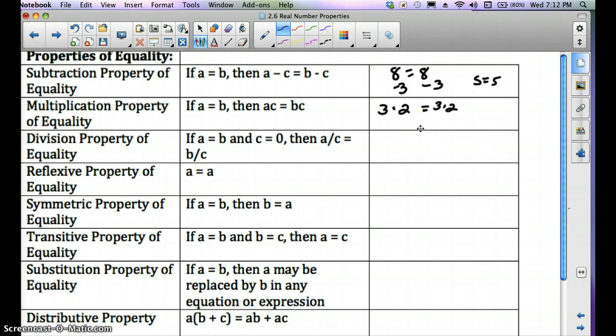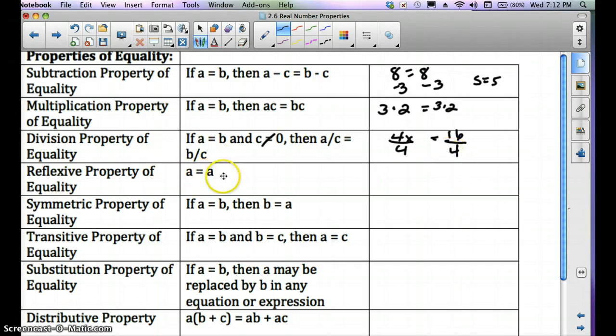In the division property, if A equals B and C does not equal 0, there should be a slash through that equals sign, that's a typo, then A over C equals B over C. So if we had 4x equals 4x, we could divide by 4 on both sides, like so. And it doesn't even have to be the same on each side. I could say 4x equals 16, as long as I'm dividing by 4 on both sides.